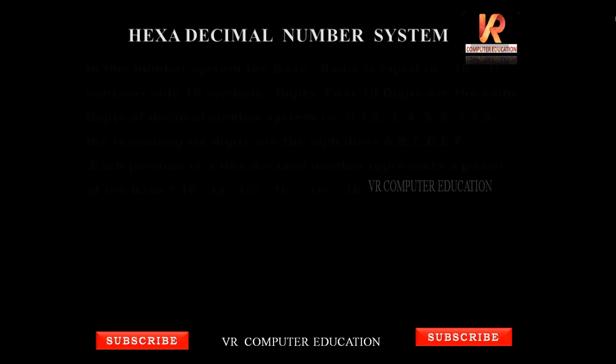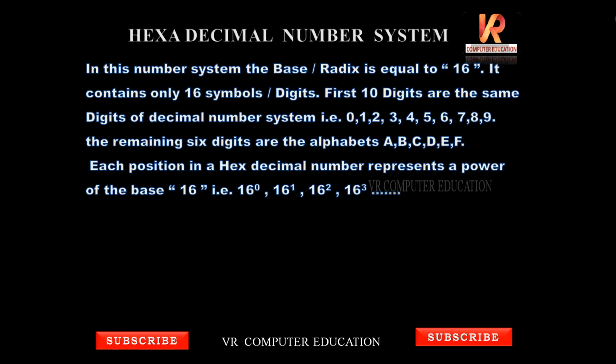After this octal, next the hexadecimal number system. In this number system, the base or radix is equal to 16. It contains 16 symbols or digits. The first 10 digits are the same as the decimal number system, that is 0, 1, 2, 3, 4, 5, 6, 7, 8, 9. The remaining 6 digits are the alphabets A, B, C, D, E and F. Each position in a hexadecimal number represents a power of the base 16, that is 16 power 0, 16 power 1, 16 power 2 and 16 power 3, and so on.